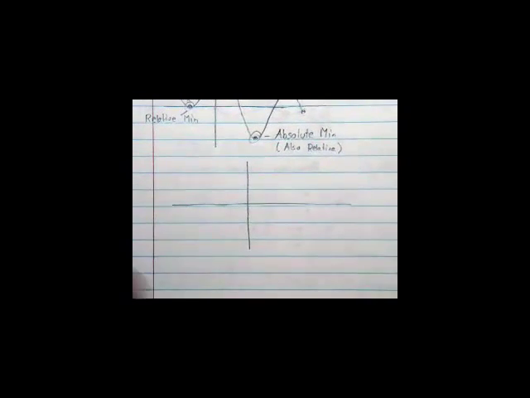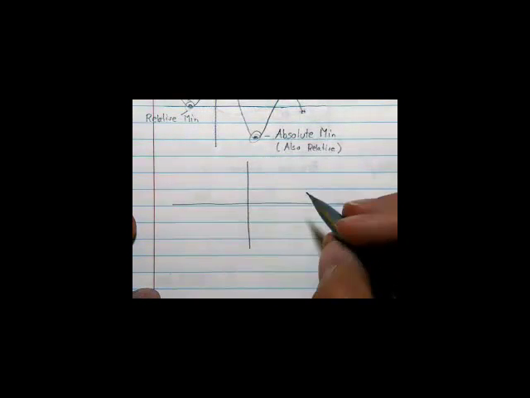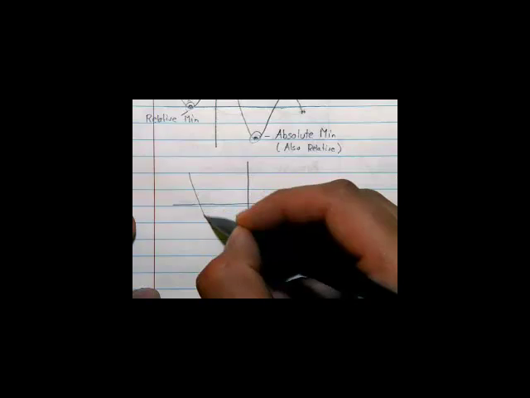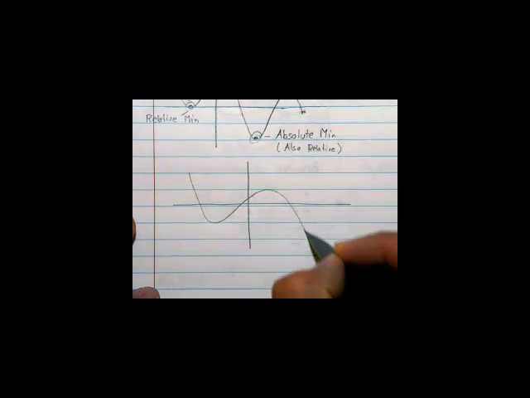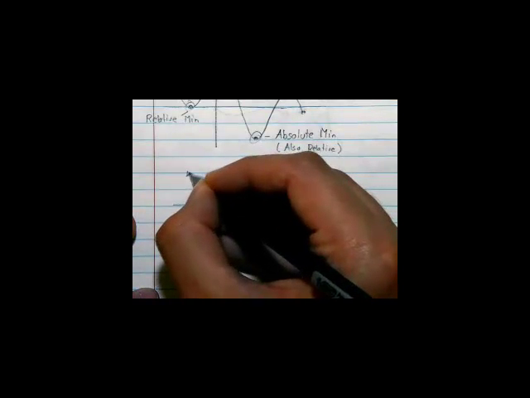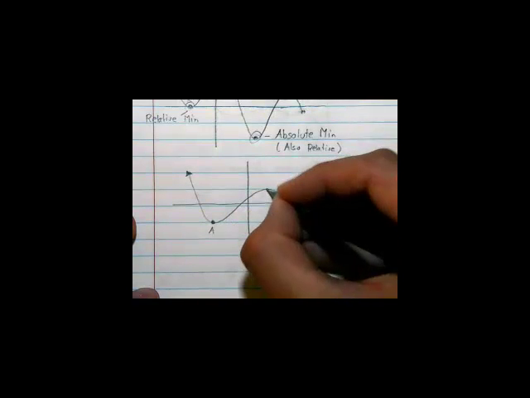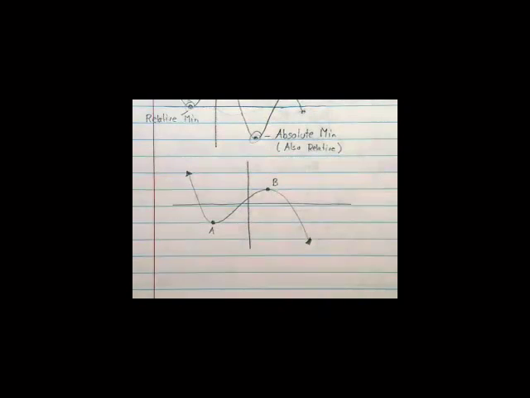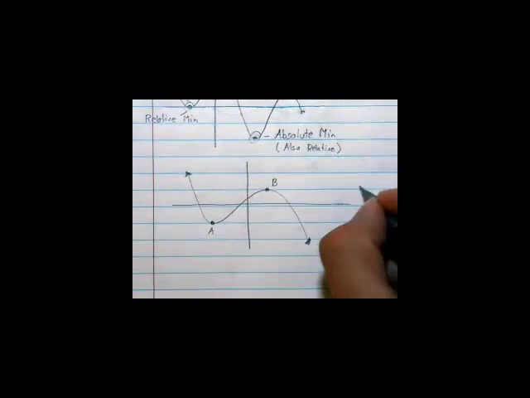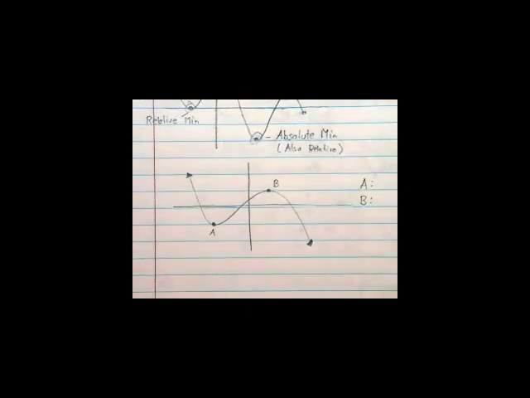Okay, so for this one, let's do... I'll put some arrowheads on this one. Call that point A. Call that point B. So what is A and what is B in terms of relative versus absolute maxes or mins? So take a minute and try and reason that out. What do we got?